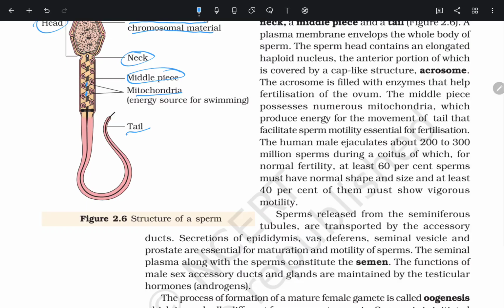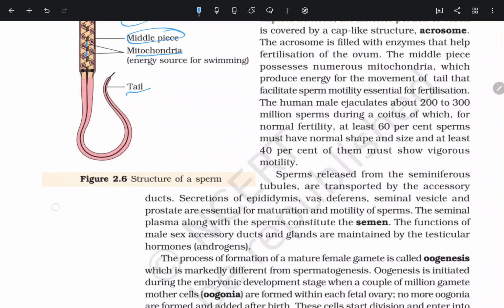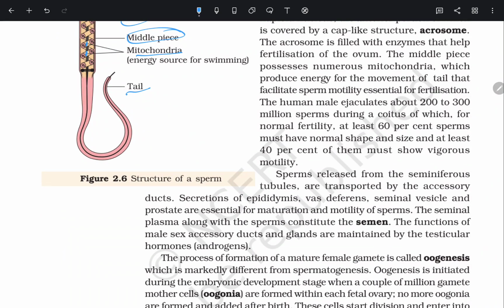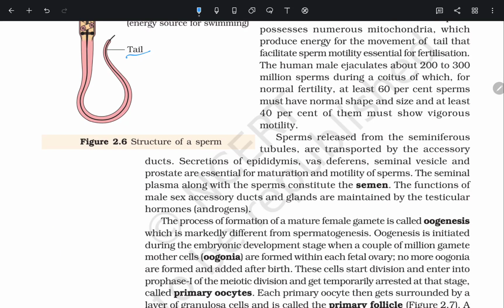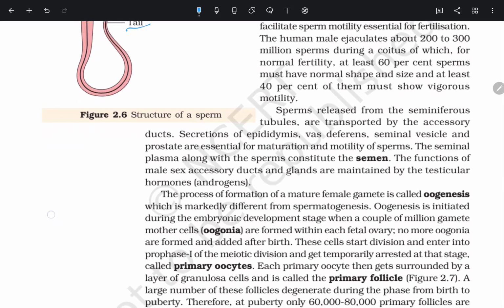sperm fertilization. The human male ejaculates about 200 to 300 million sperms during a coitus, of which for normal fertility at least 60% sperms must have normal shape and size, and at least 40% of them must show vigorous motility.